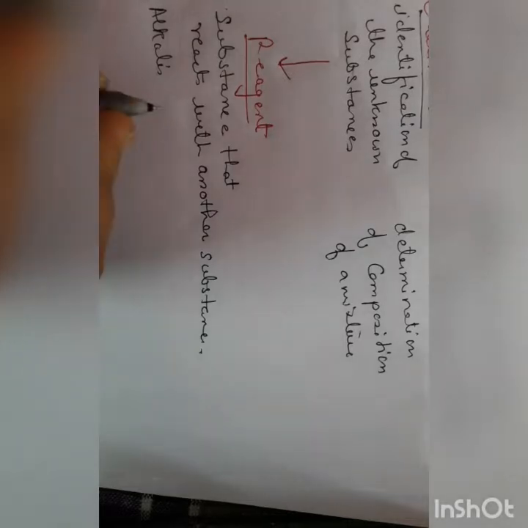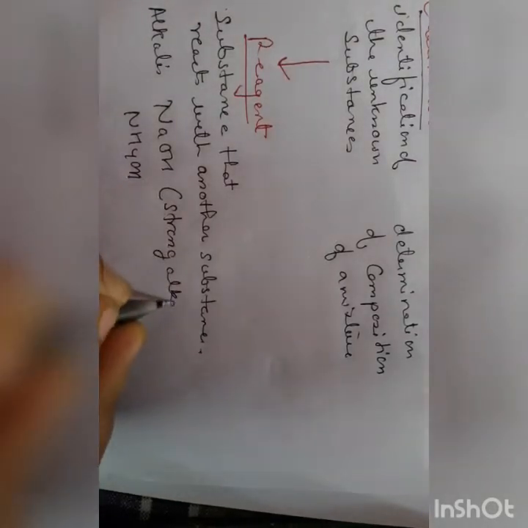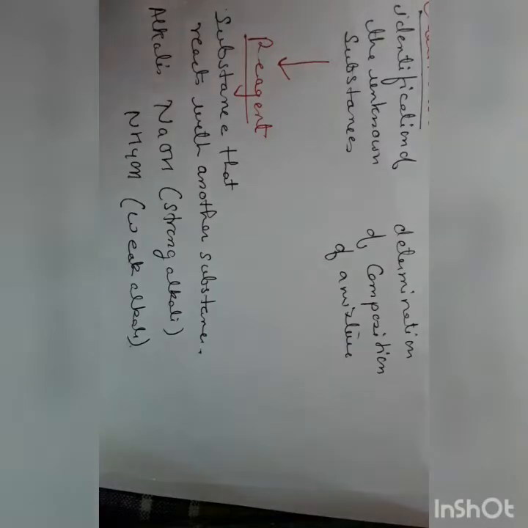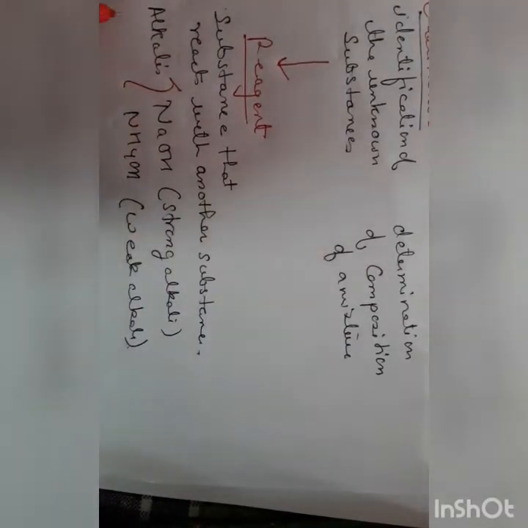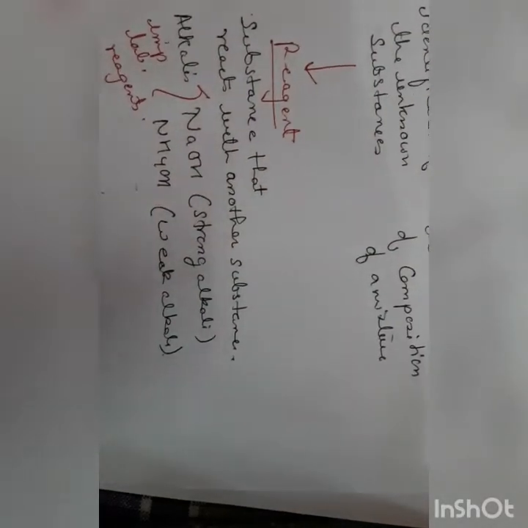Okay, here we will take alkalis, that is NaOH and NH4OH. NaOH is a strong alkali and NH4OH, means ammonium hydroxide, is a weak alkali, and both of them, they're important laboratory reagents. Understood? So sodium hydroxide is a strong alkali, whereas ammonium hydroxide is a weak alkali.